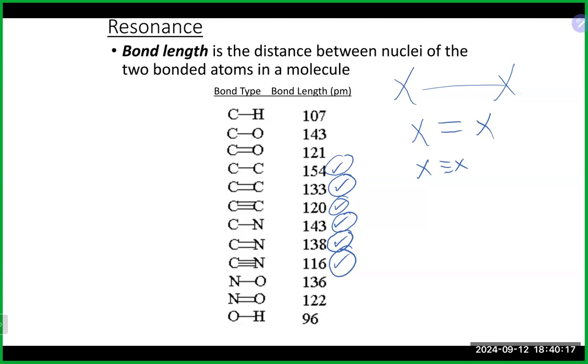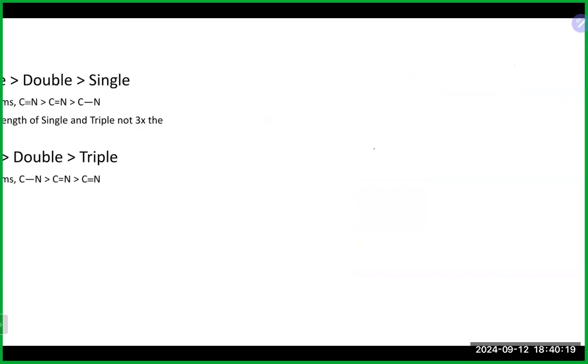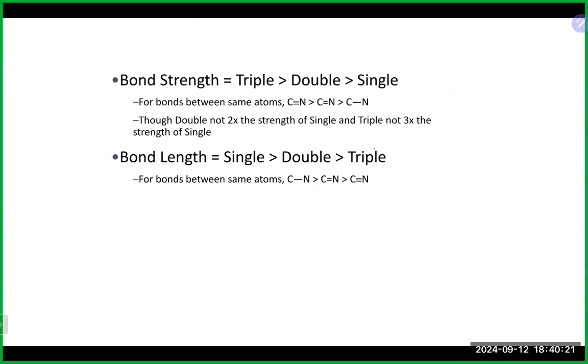That also relates to strength. In terms of bond strength, a triple bond is stronger than a double bond, and a double bond is stronger than a single bond. It's not like a double bond's twice as strong or a triple bond's 3 times as strong, but that's the general trend. And that goes with our bond length. A single bond is longer than a double, than a triple.